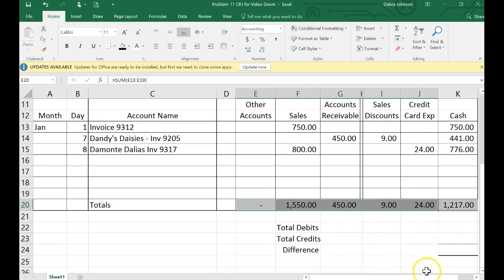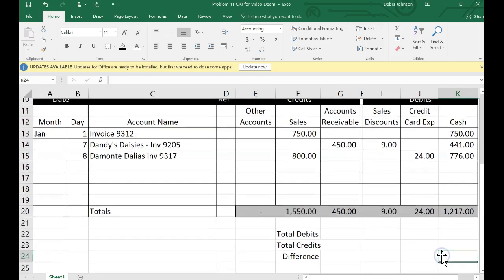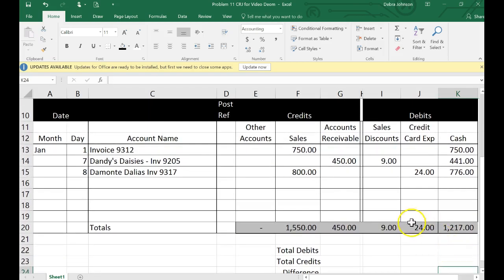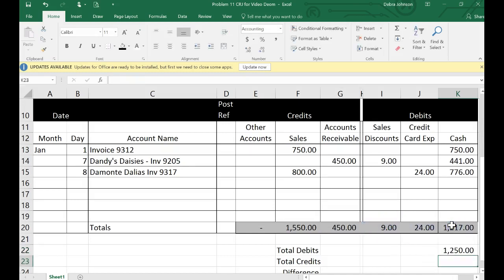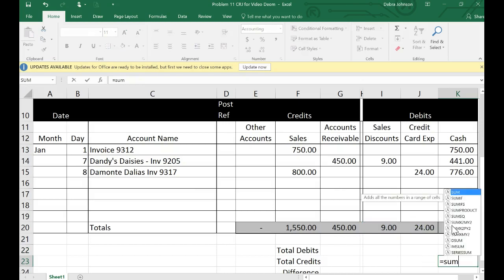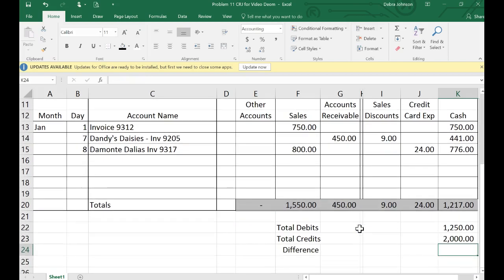And at some point, since it's a multi-column journal, you need to show me that debits equal credits. So for example, this says total debits, and that would be the sum of these three. So I'll go ahead and fill that in. The debits would be the sum of these three columns. The credits would be the sum of these four columns, and they must balance by the time we're done.